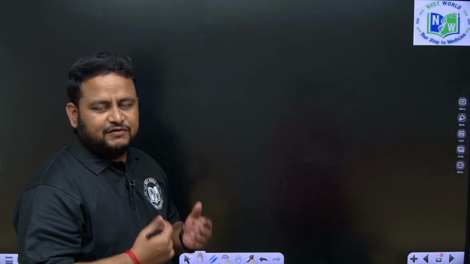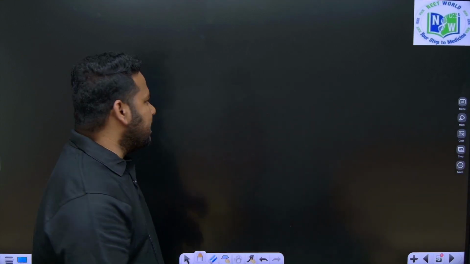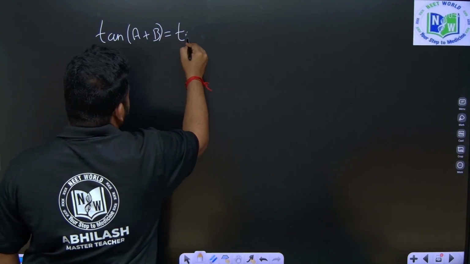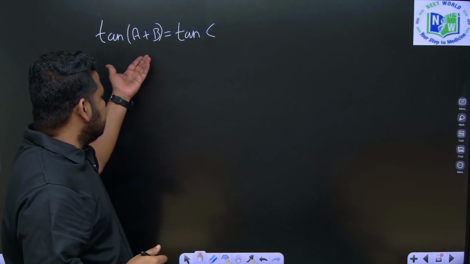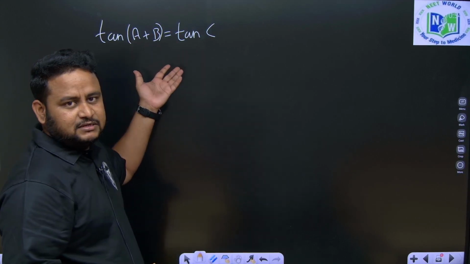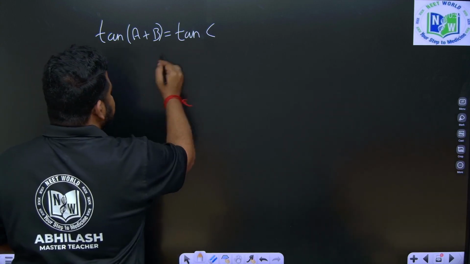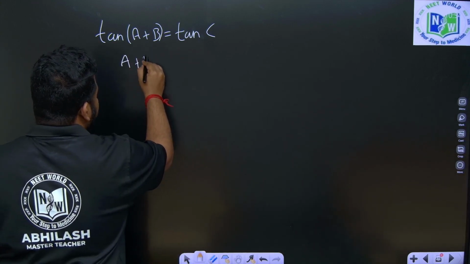What will happen if tan of a plus b comes out equal to tan c? See here, tan of a plus b is coming equal to tan c, and they are telling that both a plus b and c are lying between 0 and pi by 2. So tan of a plus b is equal to tan c. Then that means a plus b will be equal to c.